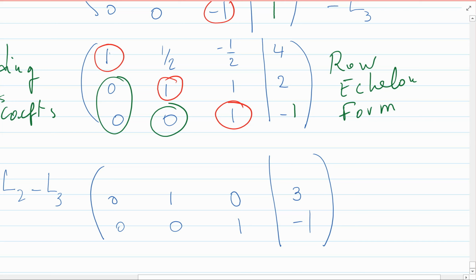Okay, and let us get rid of the minus 1/2. So how do I do that? I take 1/2 times L3 plus L1. Yeah, so it's gonna be what? 1 plus 0, 1, 1/2 plus 0, 1/2, and minus 1/2 plus 1/2 because it's gonna be 1/2 times 1, 0, and then 4 plus minus 1/2. So 4 minus 1/2 is gonna give me what? 7/2.